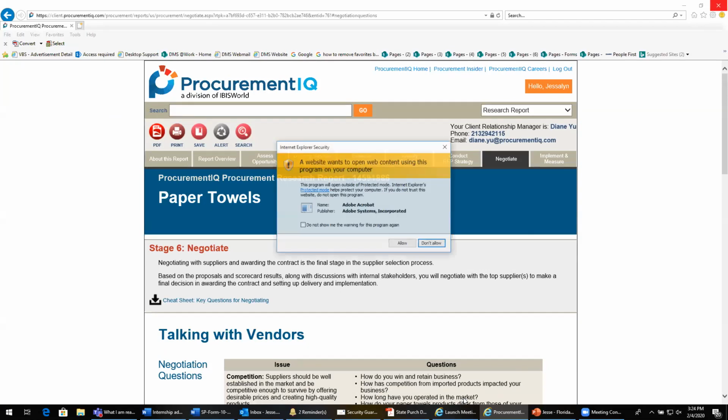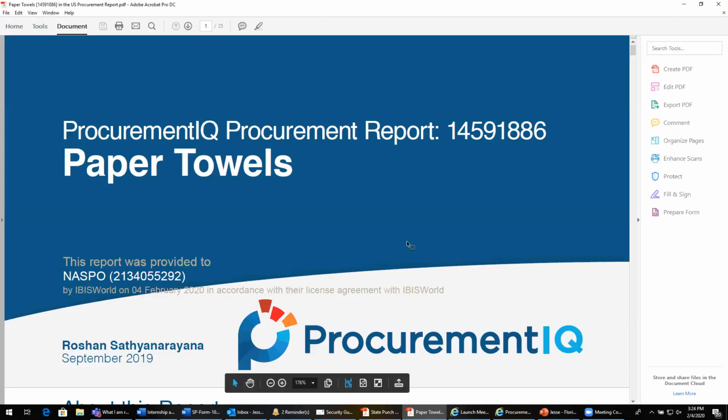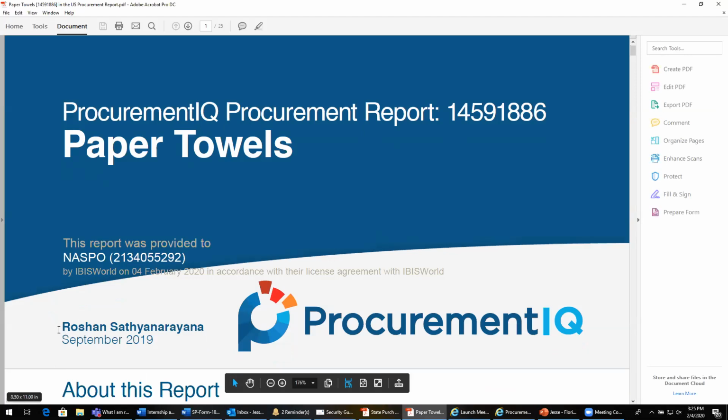It's going to PDF the entire report for you, and that way you can save it on your desktop and have easy access. You're not stumbling around for your Procurement IQ username and password. We love that it gives who the report analyst is for Procurement IQ and the date, so we know how recent this report is. So of course you can always contact this person or that analyst if you have additional questions about the information listed in the Procurement IQ report.